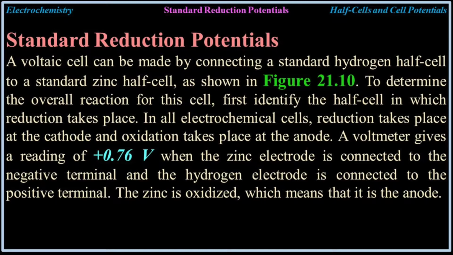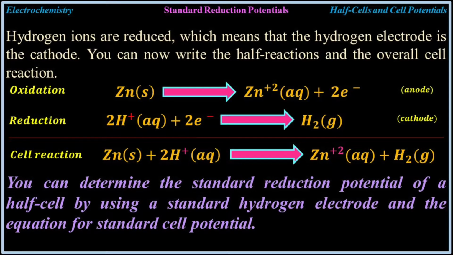A voltmeter gives the reading of 0.76 volts when the zinc electrode is connected to the negative terminal and the hydrogen electrode is connected to the positive terminal. The zinc is oxidized, which means that it is the anode. Hydrogen ions are reduced, which means that the hydrogen electrode is the cathode. You can now write the half reactions and overall cell reaction.